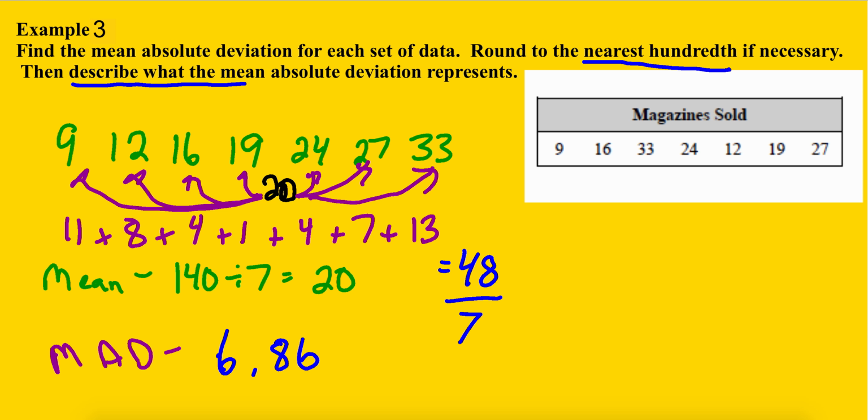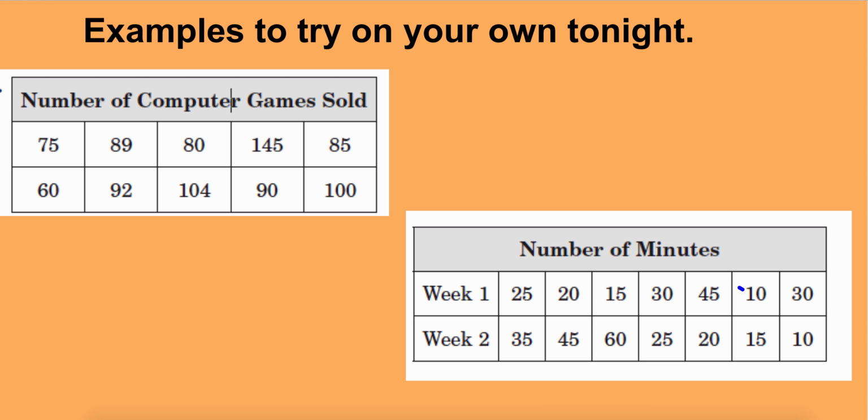All right, you have 2 more examples to try on your own. Number of computer games sold will be exactly like we just walked through. And then number of minutes, you have kind of a 2-in-1 problem. What they ask you to do in your notes is to compute week 1 and compute week 2, and then write a few sentences comparing their variation. So which one had the higher mean absolute deviation, which one had the lower, or which one was a closer spread in your data.